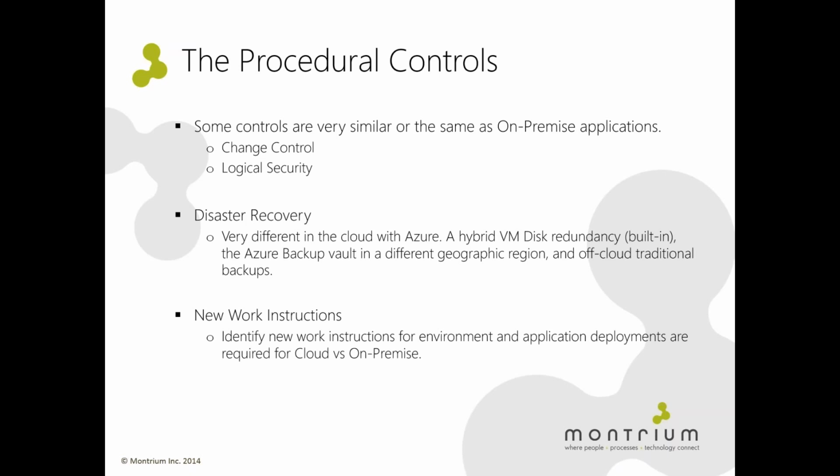And finally, the last step would be simply new work instructions. The cloud does present a different way of working, so that means different instructions for deploying applications and managing applications on the cloud versus on-premise. And so with those, we identified all of our technical and procedural controls to really go ahead with our qualification effort. And with that, I'm going to hand it over to my colleague Janet to talk a little bit more about that qualification effort.